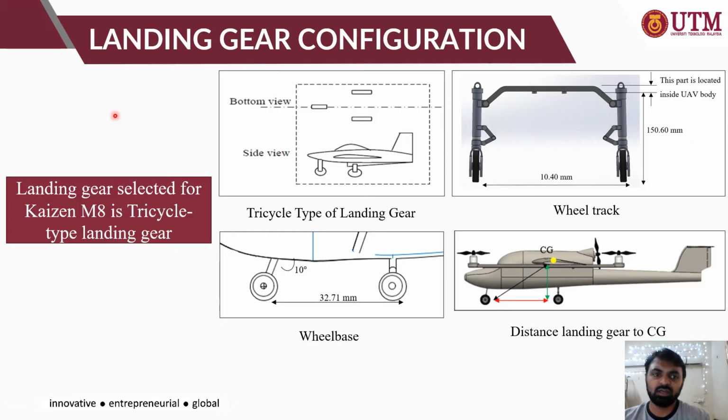As you can see, for the landing gear configuration, as our drone is the Kaizen M8, we are using a tricycle type landing gear. You can see from the bottom view how the tricycle landing gear design looks. For our wheel track, the distance between one wheel and another is 10.40 mm, the height for the landing gear is 150 millimeter, the wheelbase distance is 32.71 mm, and the angle is 10 degrees. Our new CG will change after we put on the landing gear.